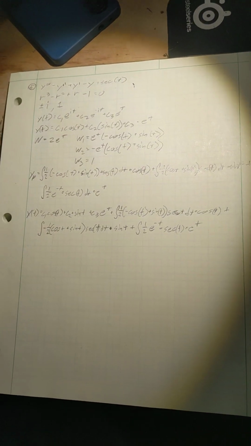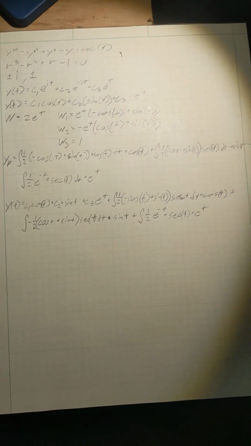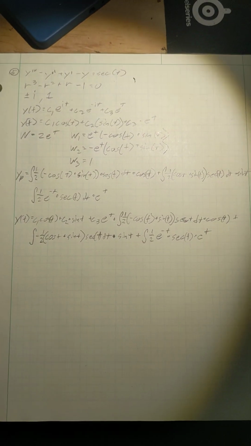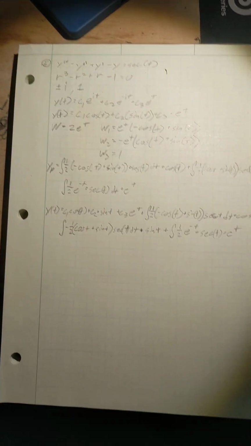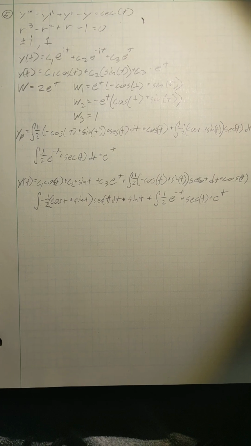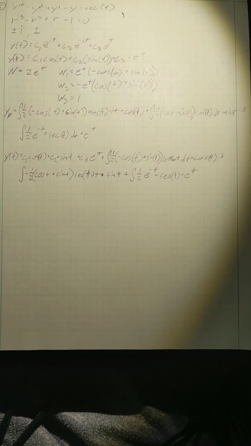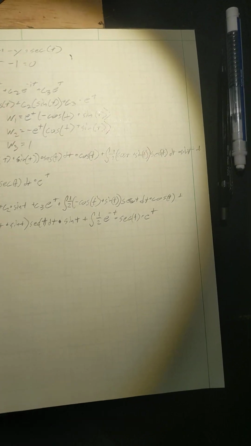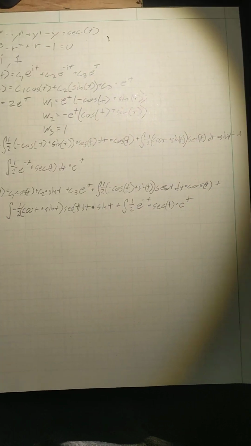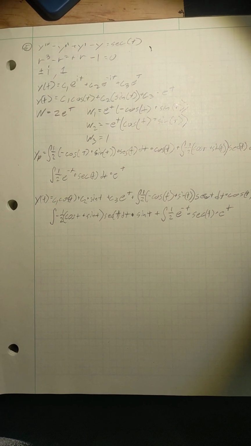Number 5, we can leave things in their integral form, so it's a little bit shorter. Once again, we find the characteristic equation, r cubed minus r squared plus r minus 1. And the roots of the characteristic equation are plus or minus i and 1.